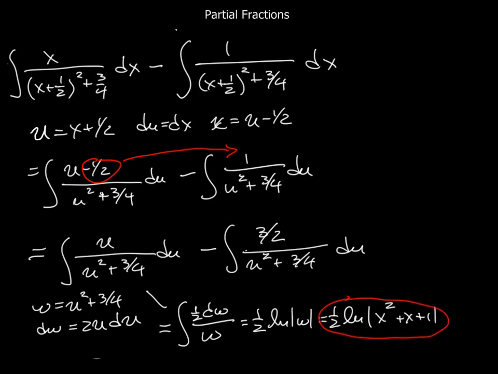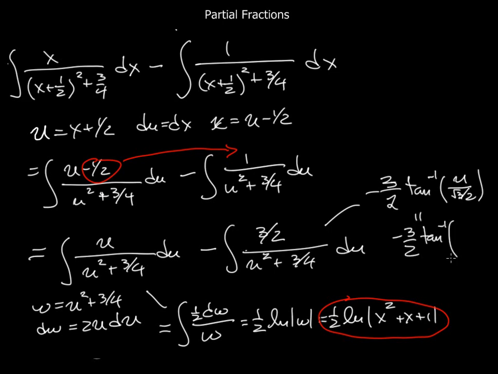And the second integral, that's an arctan. What do you get? You get 3/2 times tan inverse. Let's see, it's u over radical 3/4, which is to say minus 3/2 tan inverse of 2u over radical 3, that is, 2x plus 1 over radical 3. Okay, so that's the second integral.